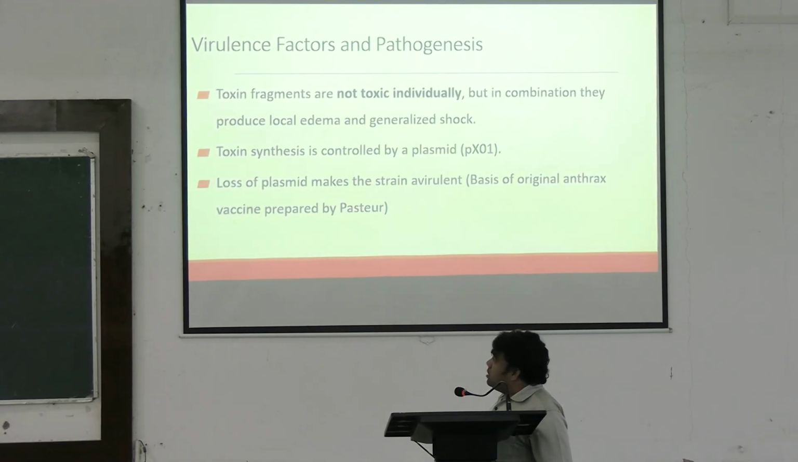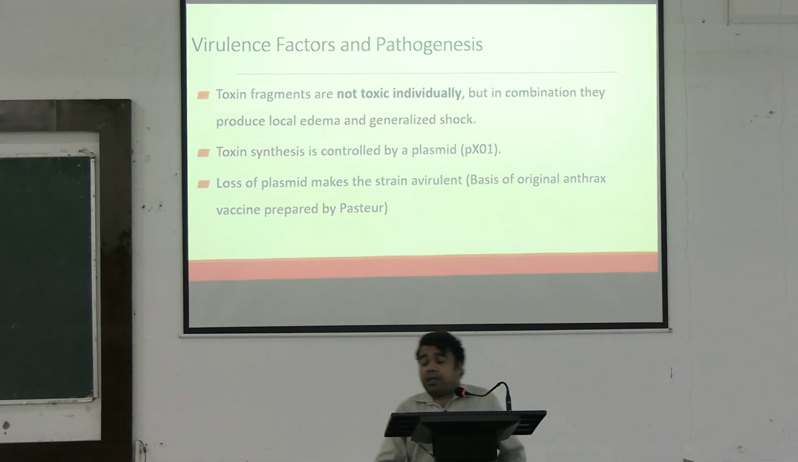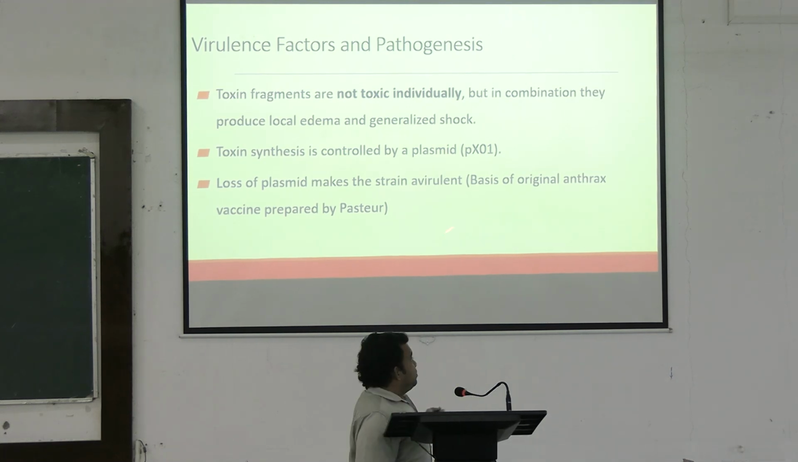Furthermore, these toxin fragments are not toxic individually. That means all three fragments must be present for the toxin to be effective. Furthermore, the toxin synthesis is controlled by a plasmid. That means if a particular bacilli has this plasmid pXO1, then only it can produce the toxin. Otherwise, it cannot. And if we are able to remove this plasmid, we can develop an avirulent strain. That means the anthrax will remain the same, except it will not be able to produce toxin.